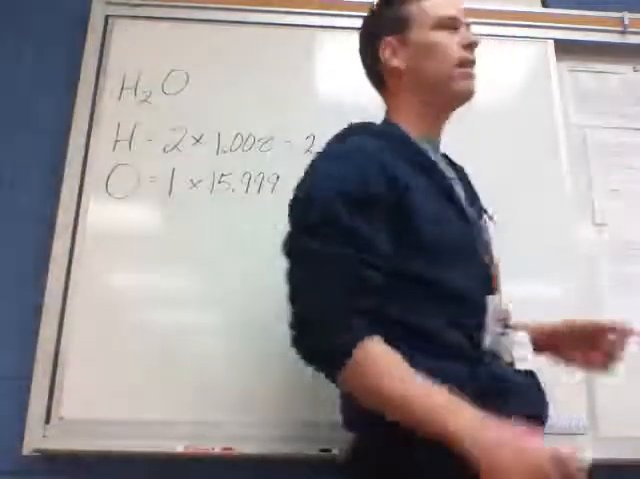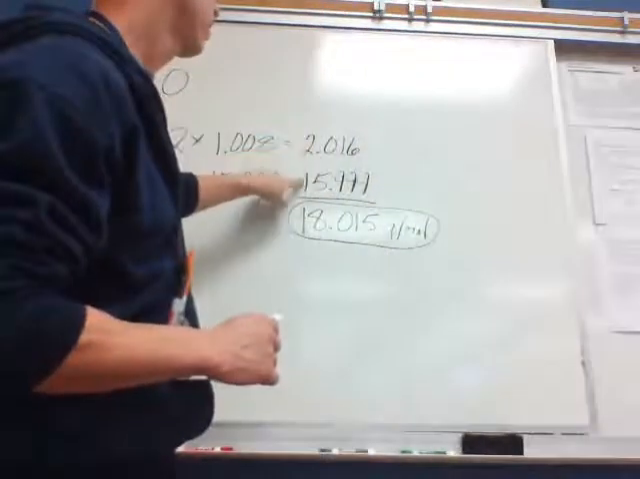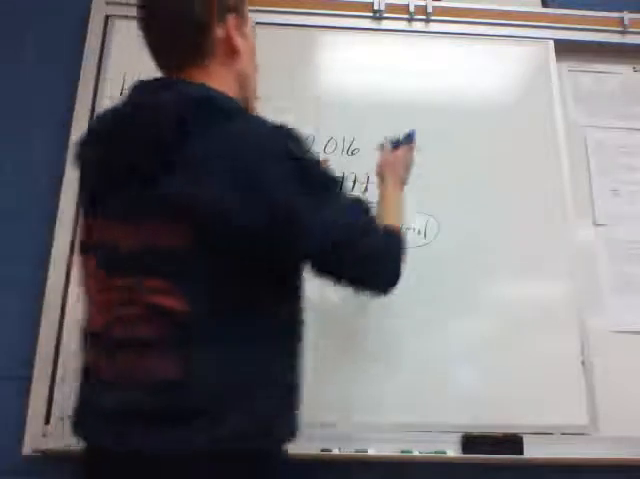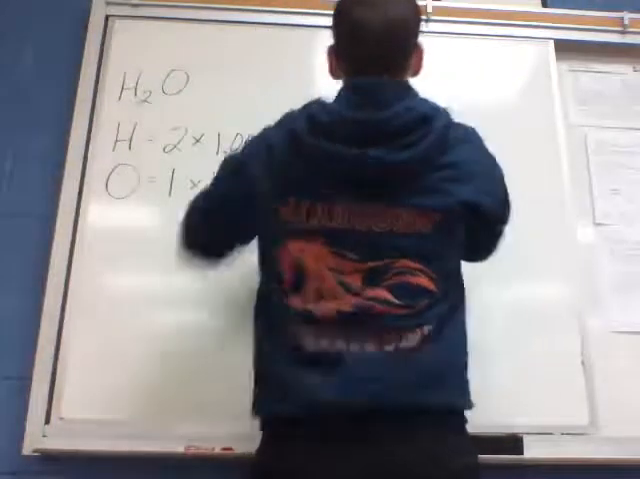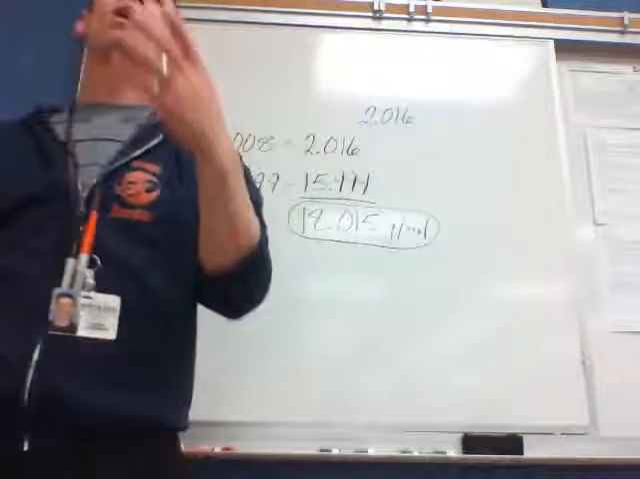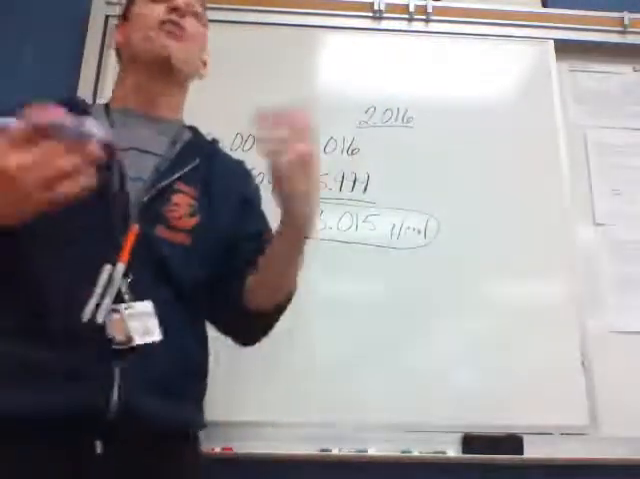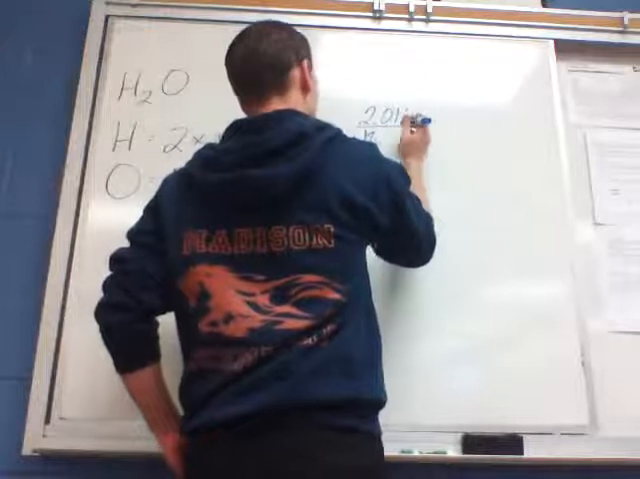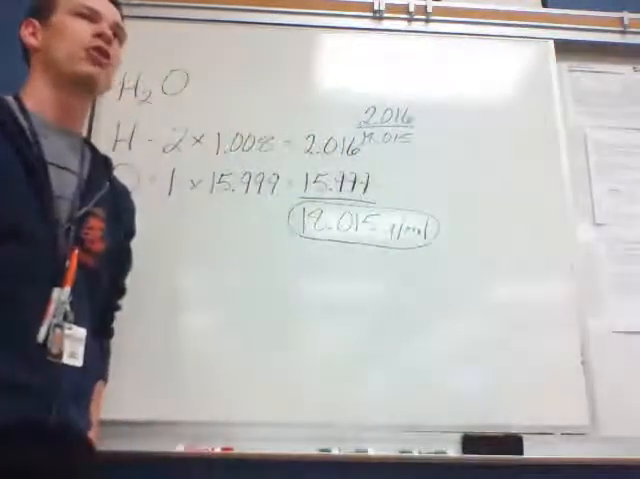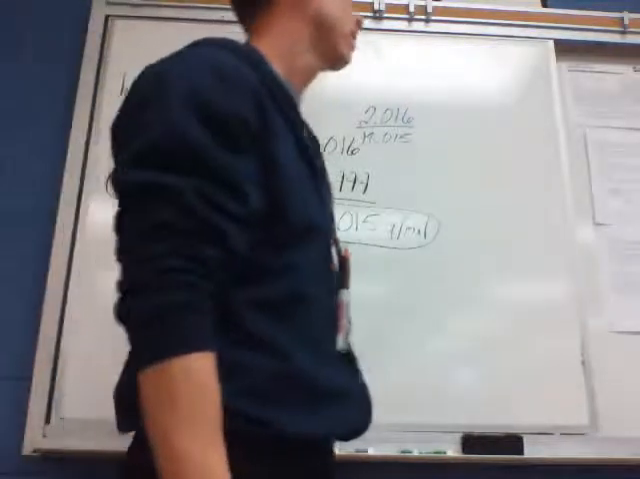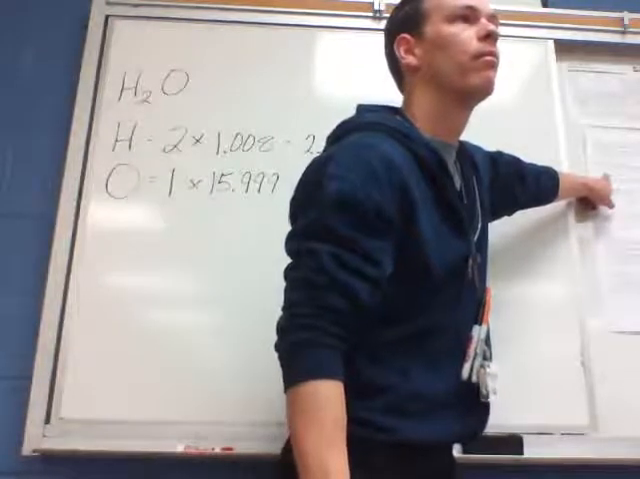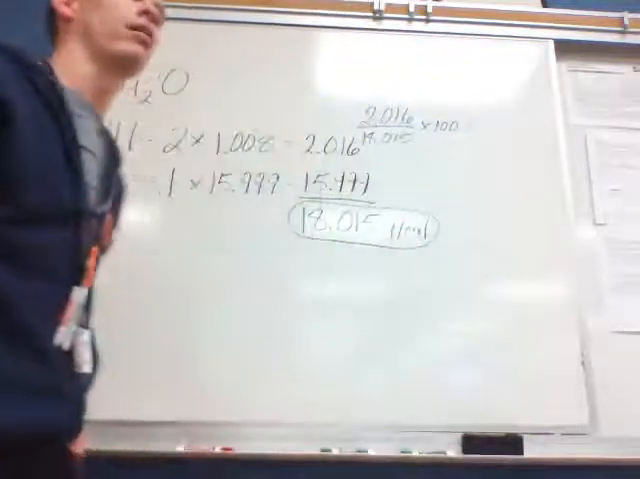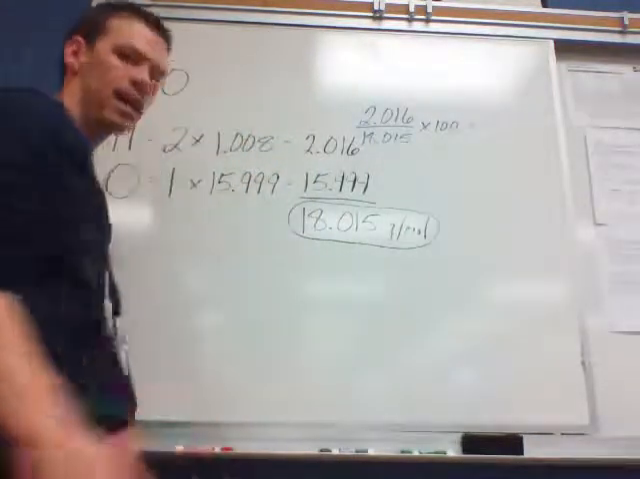It says divide each element's individual total mass by the molar mass. Hydrogen's individual mass was 2.016. We want to divide hydrogen's number by the molar mass, that final number that we got in the first process. So there's hydrogen, 2.016 divided by 18.015, and then what's that last step? Times 100. Plug that into your calculator. I don't have a calculator yet.